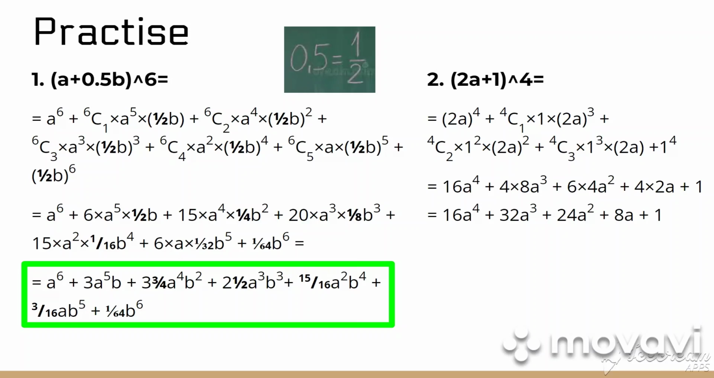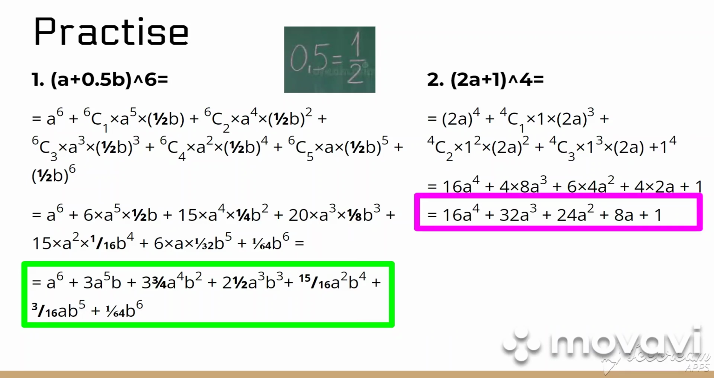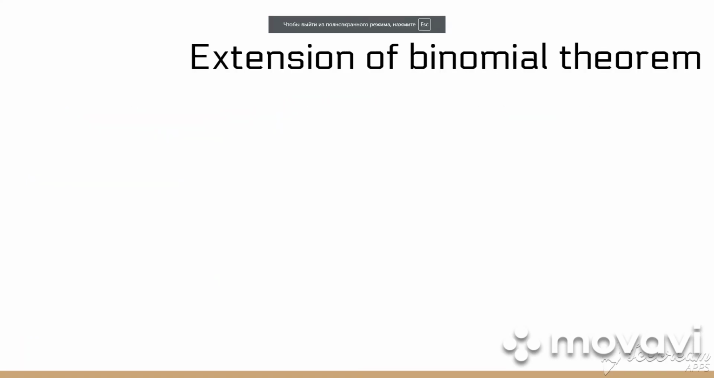And the second exercise, similarly, we firstly open it by the binomial and just simplify it until we get the answer of 16a to the fourth power plus 32a cubed plus 24a squared plus 8a plus 1. But let's talk about the extension of the binomial theorem.